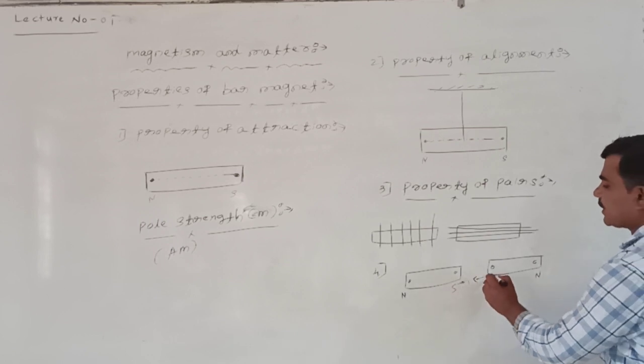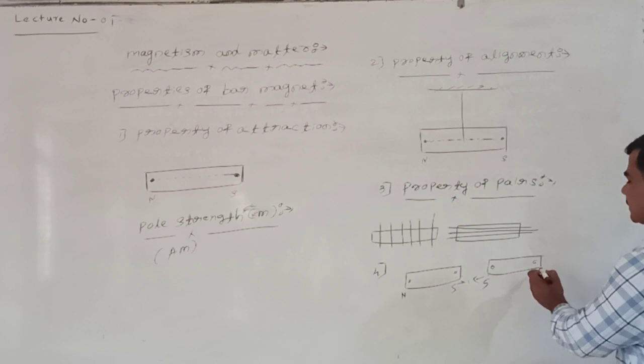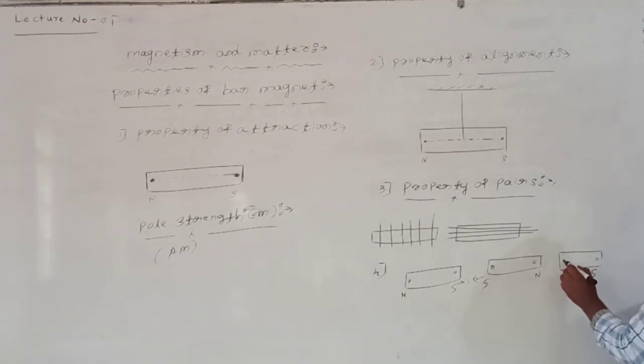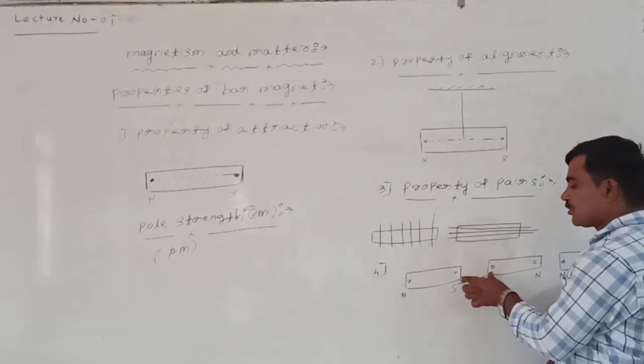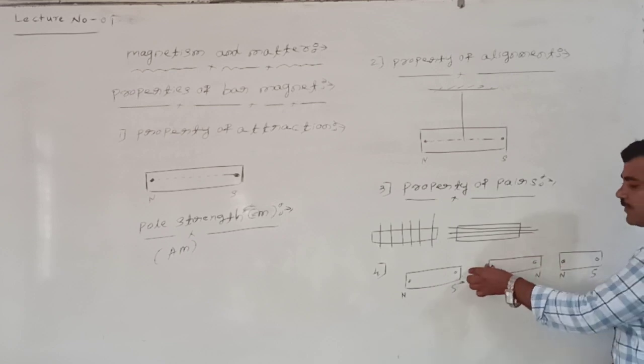Here south and south we call like poles. Or you can take one more experiment. Let us take this as the north pole. Again I will take one more magnet, with this one the south pole and this one the north pole. It is found that when south pole and south pole are brought together, or north pole and north pole are brought together, they repel each other.